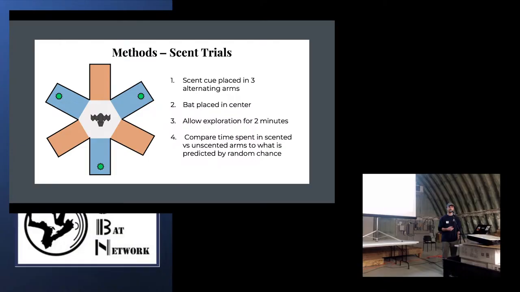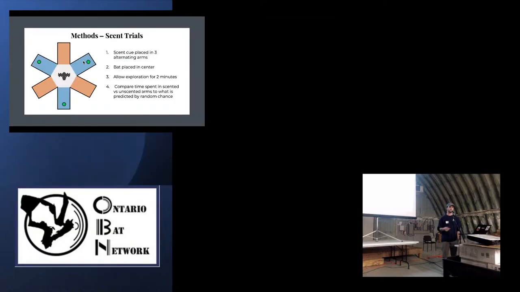The scent cue was placed in 3 alternating arms. The bat was placed in the center of the maze. A plexiglass roof was placed over top. The bat was allowed to explore for 2 minutes, and then was released following. And then I compared the time spent in scented versus unscented arms to what is predicted by random chance, using a series of parity tests.